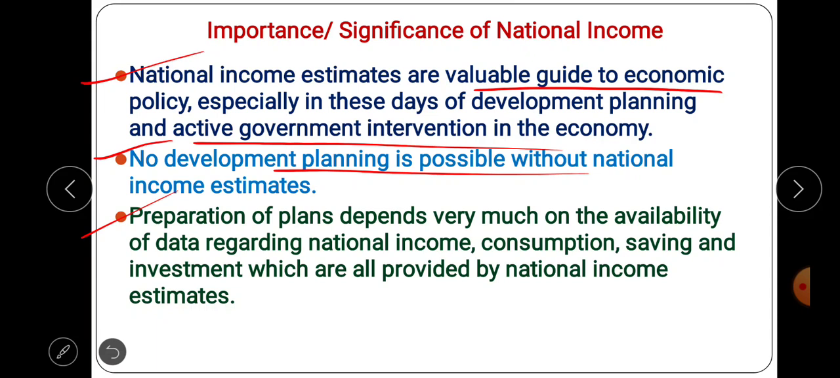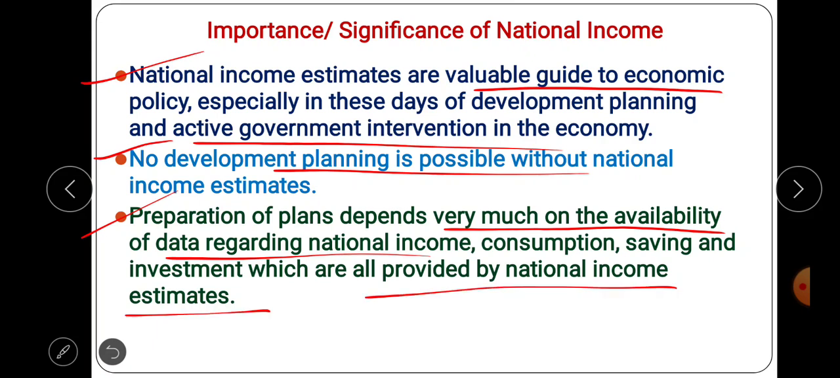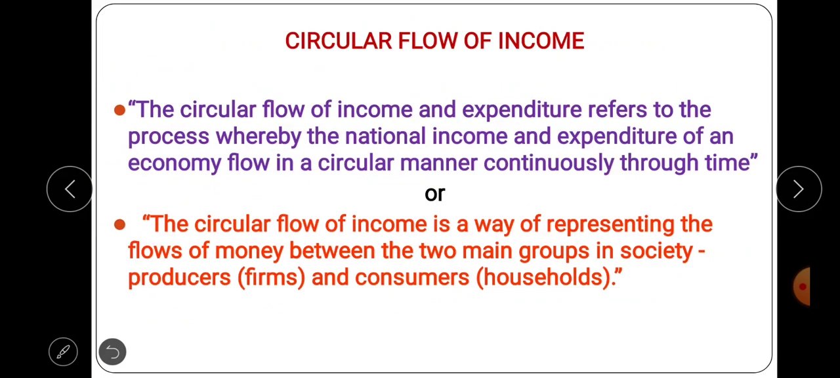And the last one, preparation of the plans depends very much on the availability of data regarding national income, consumption, saving and the investment, which are all provided by the national income estimates. That is why for the preparation of the plans, these national income estimates are very important. Okay. So, this is about the significance of the national income. The next point, which is related to the circular flow of income. Okay.